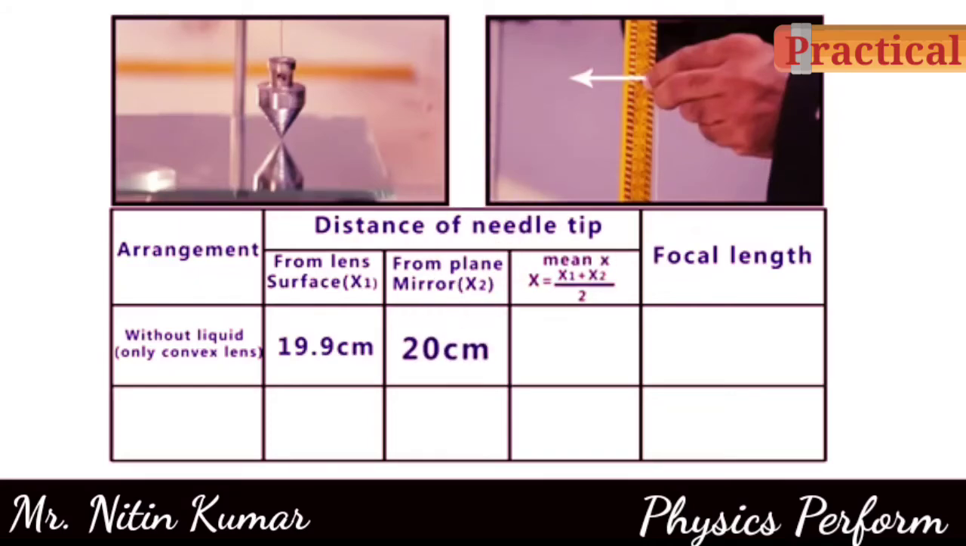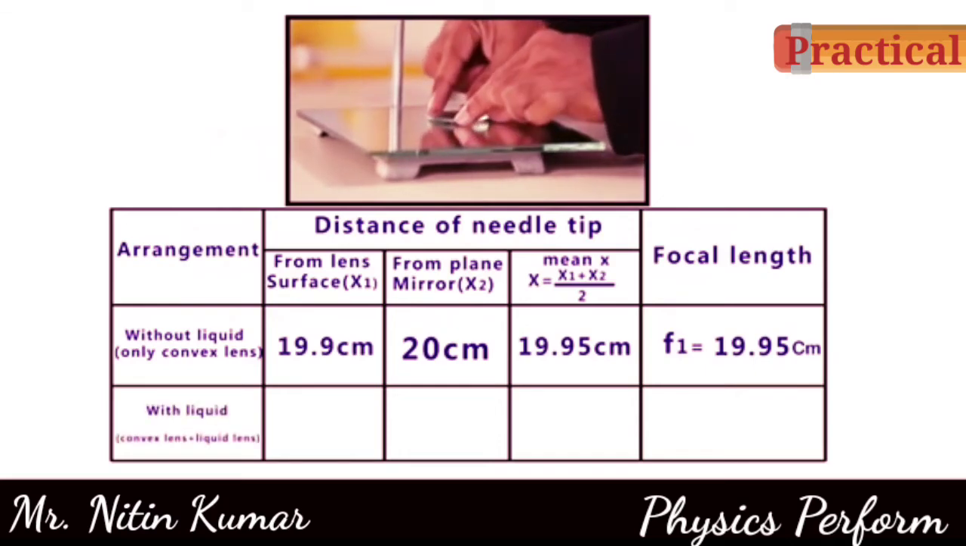Mean x is equal to x1 plus x2 divided by 2. That is 19.9 plus 20 divided by 2. That is equal to 19.95 centimeters. Focal length f1 is equal to 19.95 centimeters.